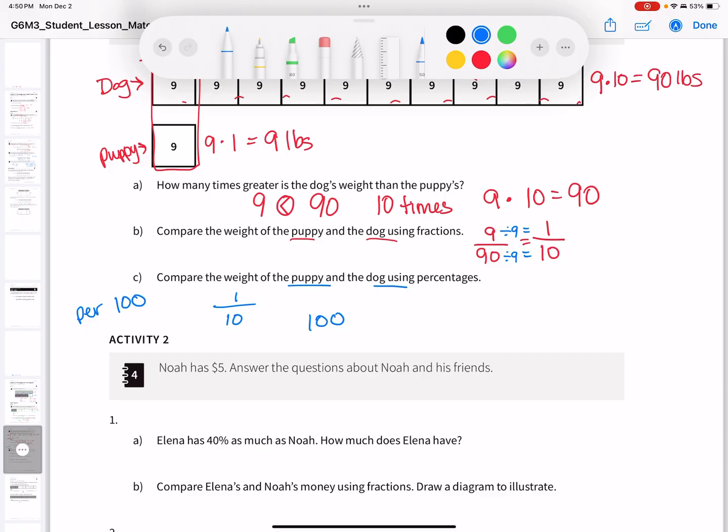So what times 10 gets us 100? Well, 10 times 10 gets us 100. And what we do to the bottom, we have to do to the top. So 1 times 10 is 10. So that's like saying this is 10/100ths, or 10%. So the puppy is 10% of the dog's weight.